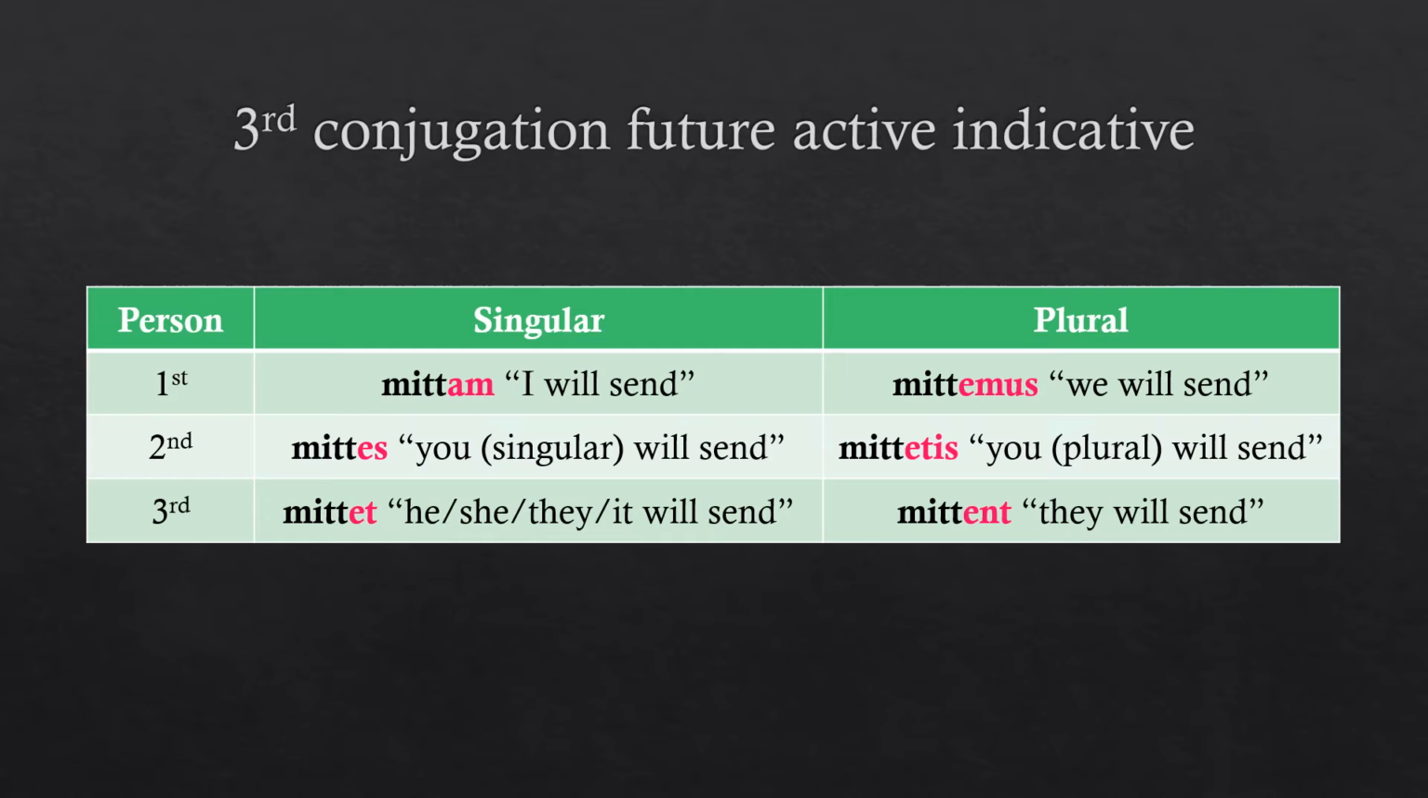To transform these from present to future, all you have to do is change the I at the beginning of each ending to an E, with the exception of the first person singular, which has an entirely different ending. First person singular, mittam, I will send. Second person singular, mittes, you singular will send. Third person singular, mittet, he, she, it will send.